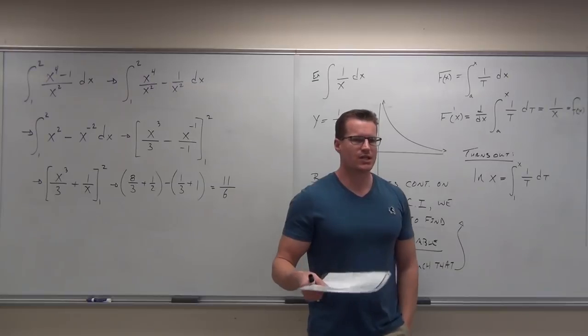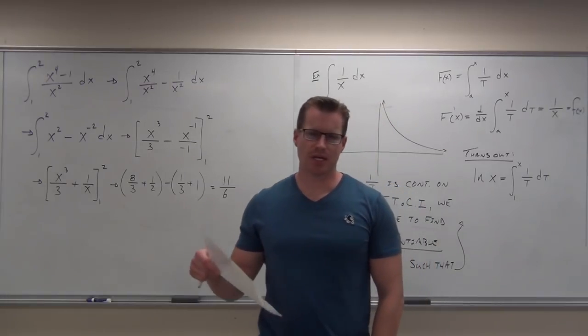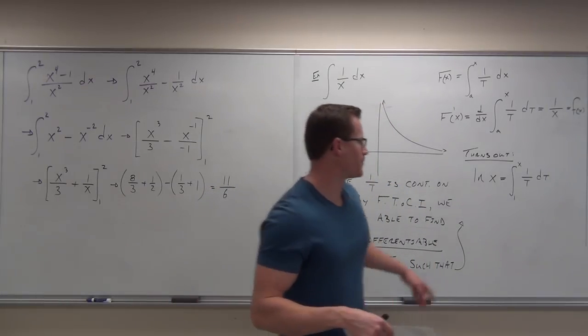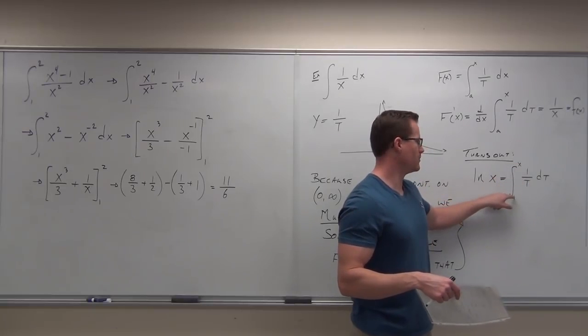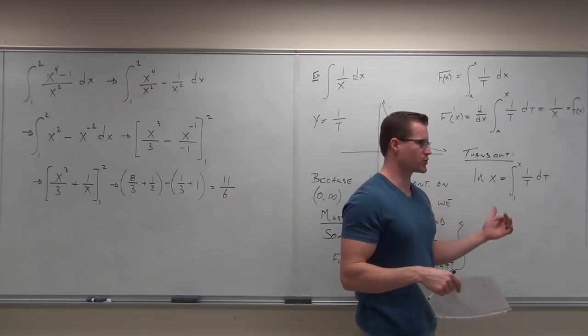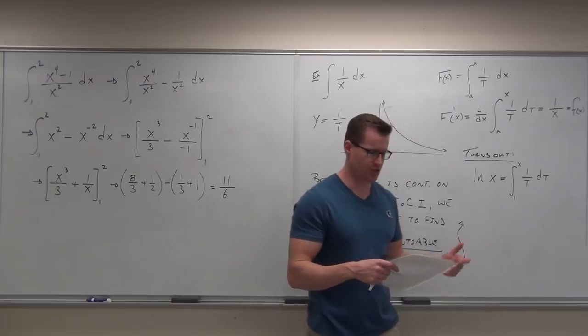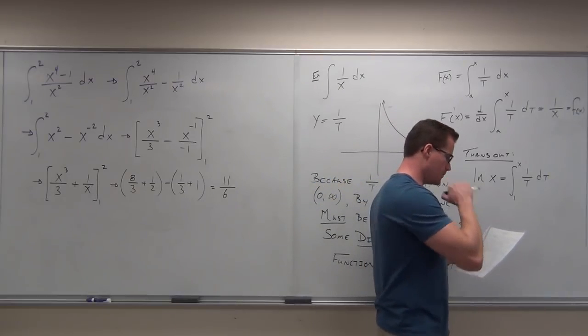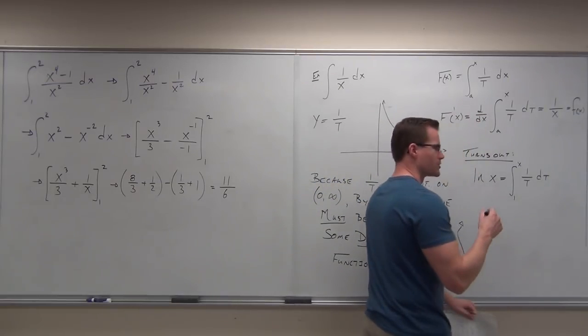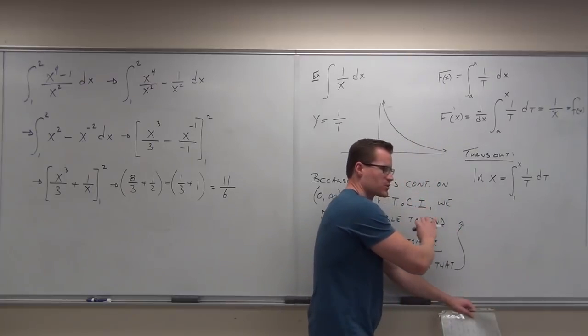So first thing, it turns out that ln x is actually equal to the integral of 1 over t from 1 to x. That's a true statement. It's by definition. So that's a definition that we have. Also, check this out. This is where the fundamental theorem of calculus part 1 is going to come in.